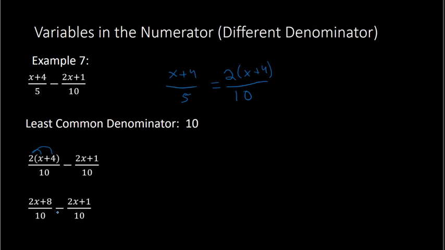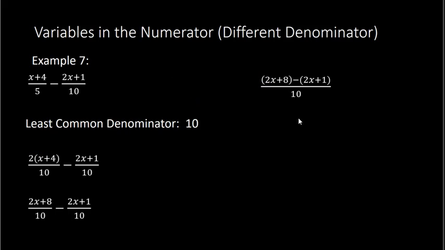So now from here, when we subtract, we can subtract the numerators. So we have 2x plus 8, and then minus 2x plus 1. And take note that we are subtracting the entire quantity of 2x plus 1. We're subtracting the entire numerator. So what that means is we're subtracting 2x and we're subtracting the 1. So we have a minus 2x and a minus 1.